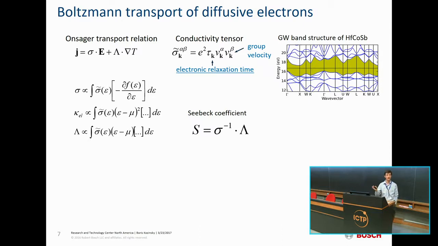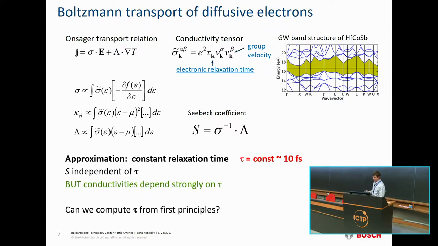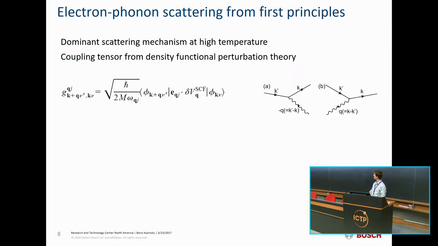It's way beyond just band structure calculations. So this is essentially an issue: using a commonly assumed constant relaxation time is really not appropriate, as we'll show, for predicting thermoelectric performance. It's okay for Seebeck, but not okay for electronic conductivity. So the idea was to try to compute it from first principles.